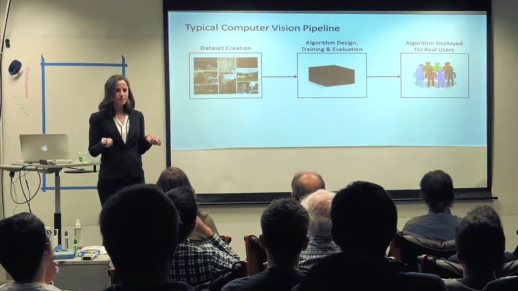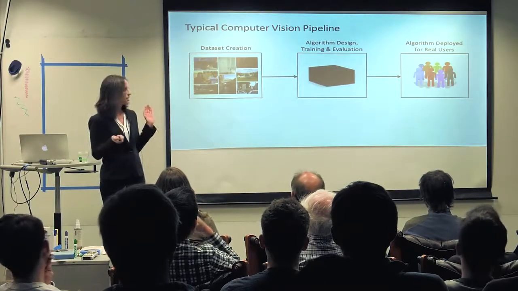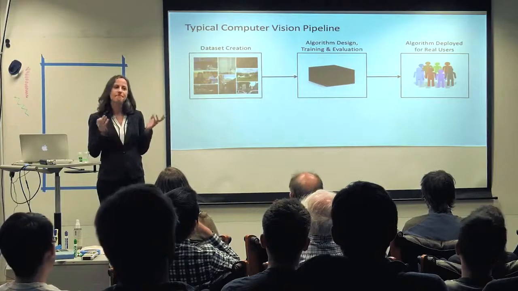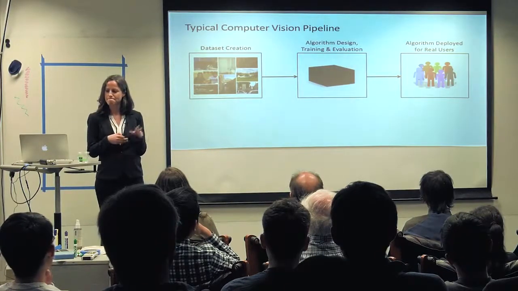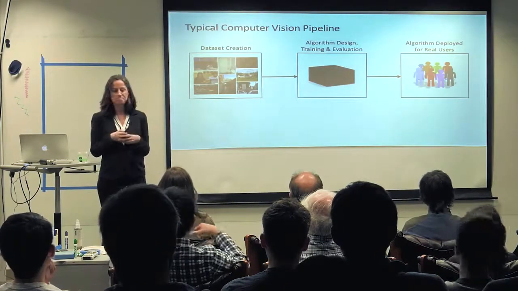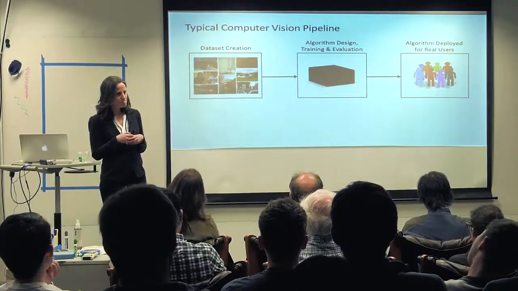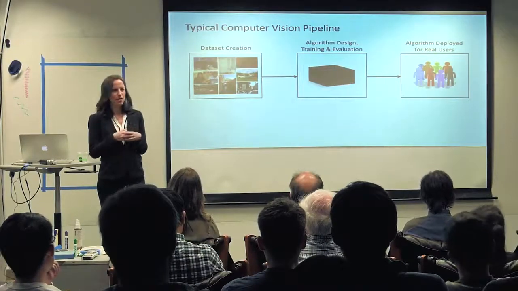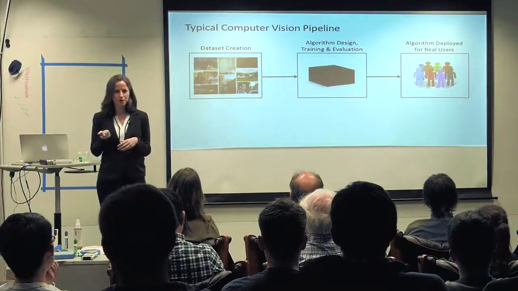The typical computer vision pipeline today consists of the following 3 steps. First, create a large data set. Then, design an algorithm, train it and evaluate it. Finally, deploy that algorithm in some real system that goes out to end users.